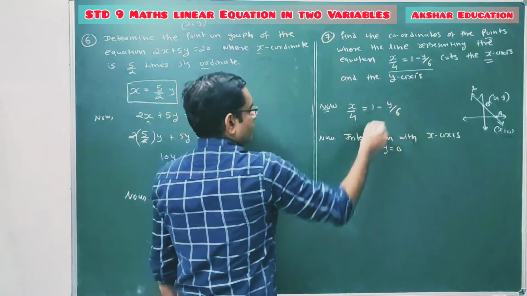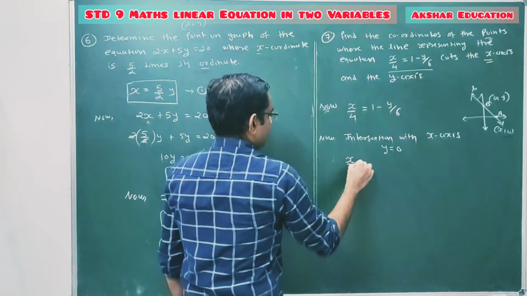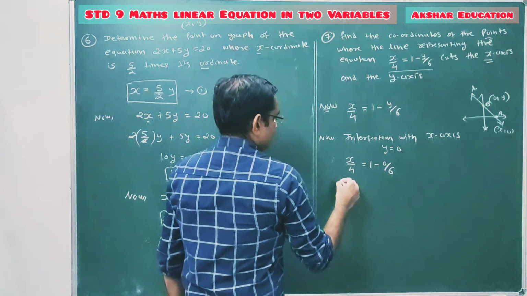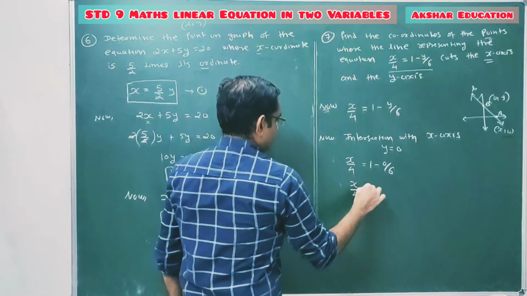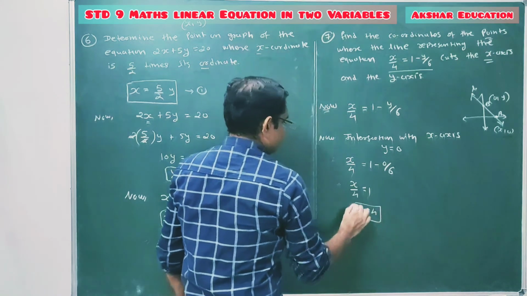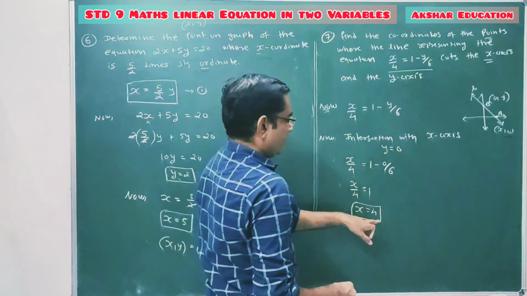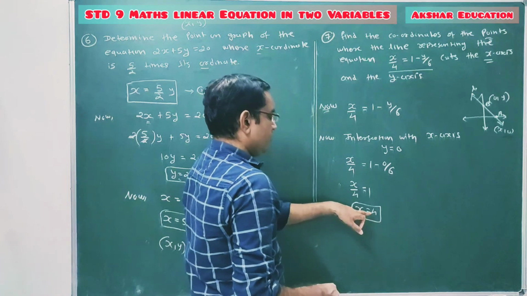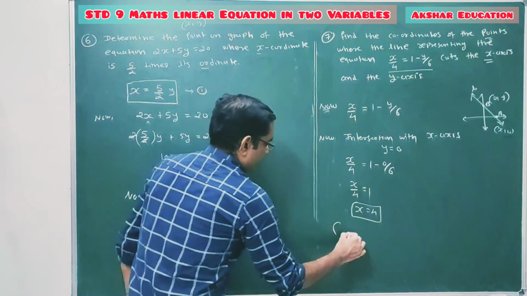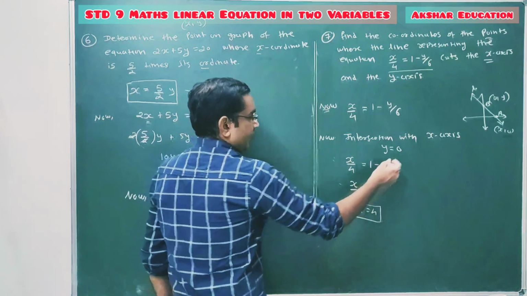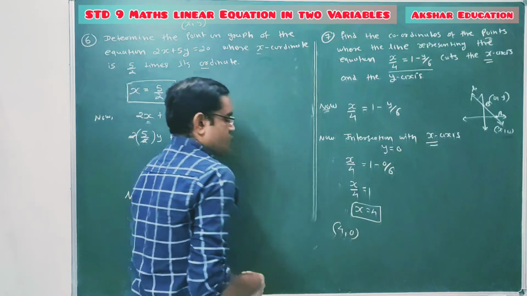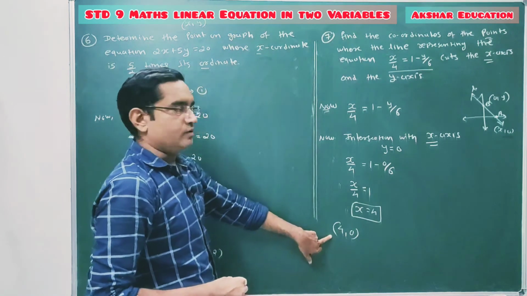So put y equal to 0 in this equation. It's x by 4 equal to 1 minus 0 by 6. So this is nothing but x by 4 equal to 1. So we are getting x equal to 4. So for y equal to 0, the x coordinate of the intersection point is 4. So we can say that this graph will intersect the x-axis at the coordinates 4, 0. This is the intersection point with the x-axis.